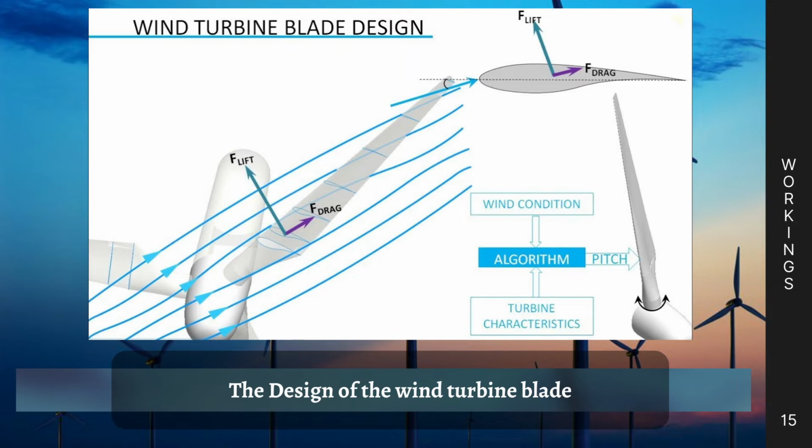The design of the wind turbine blade. The cross-section of a wind turbine blade is shaped like an airfoil, which is similar to the cross-section design of the wings of an airplane. The airfoil creates a pressure differential between the bottom and the top surface of the blade. As a result, when the wind blows through the airfoil-shaped blades, the pressure differential will generate lift force, which in turn will rotate the blades of the turbine.